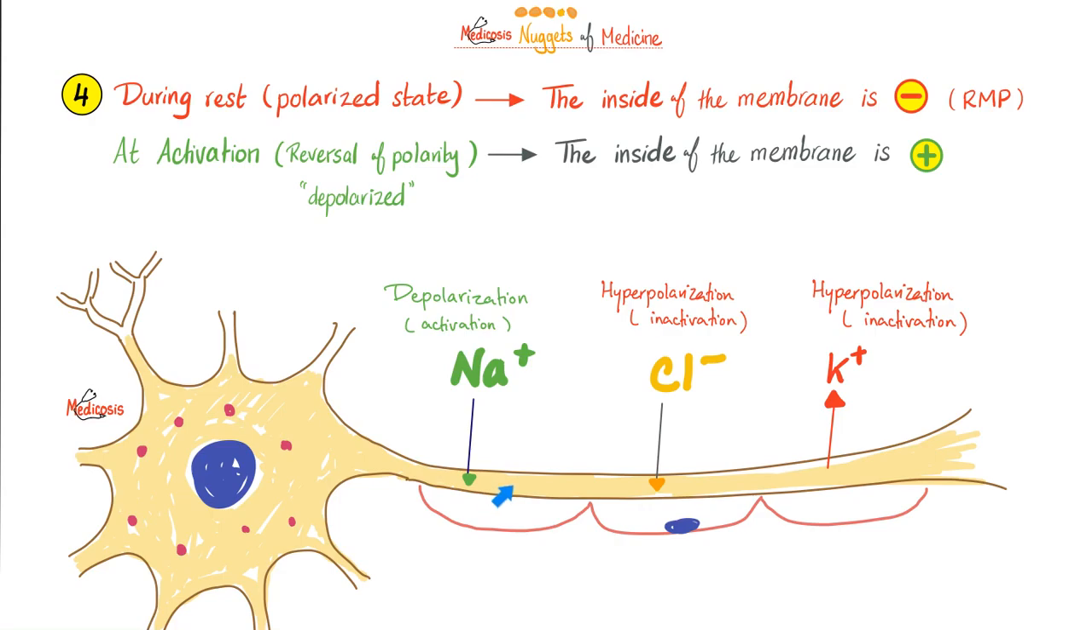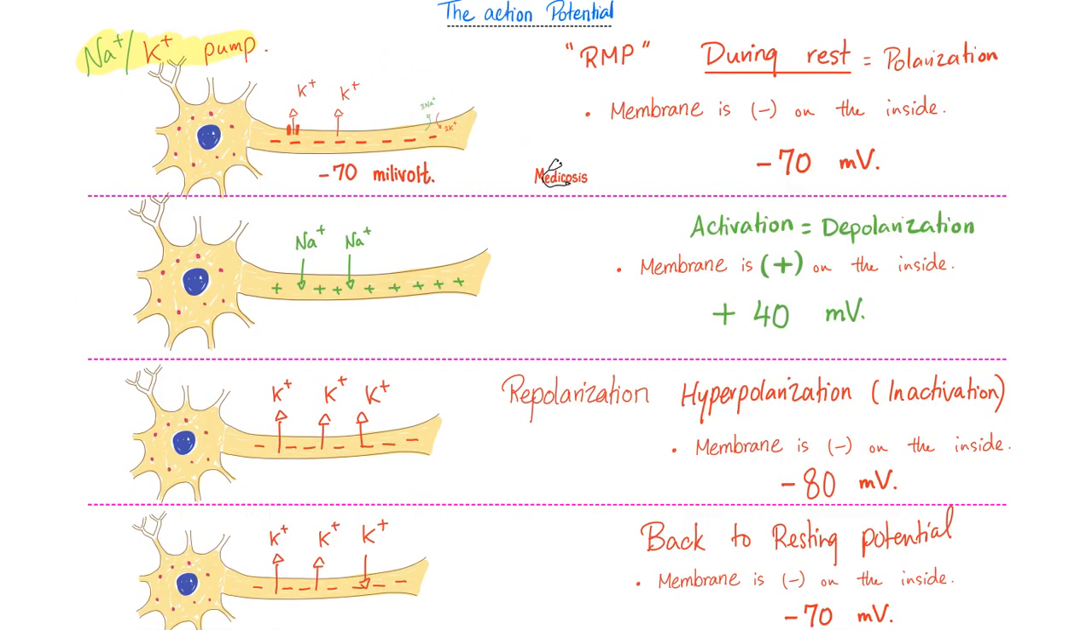Okay, so during rest, the inside is negative. But during activation, the inside becomes positive. Here is the action potential in its most basic form. Here is you during rest, which is negative 70. Who is responsible for the resting membrane potential? The polarized state is caused by the potassium efflux through the inward rectifier potassium channels. When potassium is leaving, when the positive is leaving, the inside is left to be more negative, negative 70.